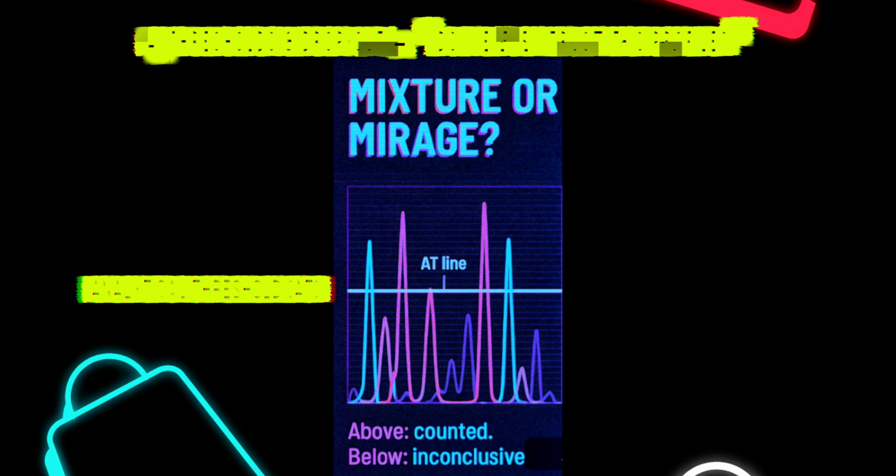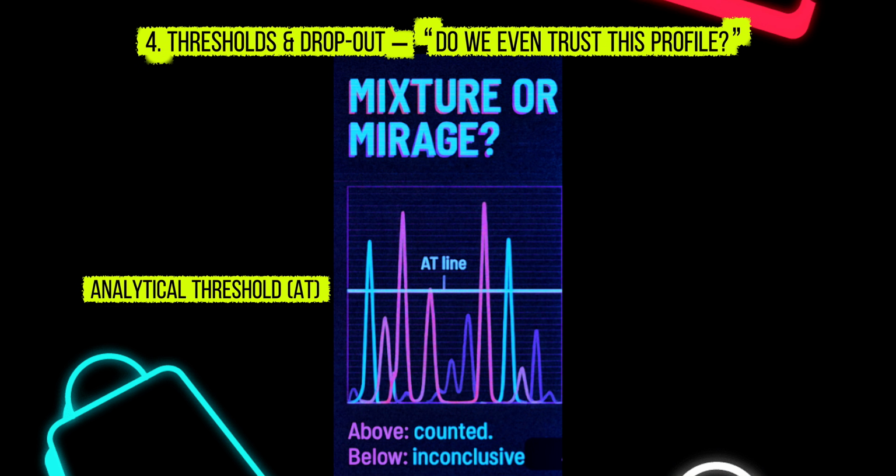Number 4, thresholds and dropout. Do we even trust this profile? Thresholds are the cutoffs. How low is too low to call a peak real? When do we say a profile is interpretable versus too weak? With trace DNA, we're often right at those limits, seeing alleles drop out, sometimes seeing random drop in, needing reruns, reinjections, pushed conditions. Once a profile clears a threshold, all of that fragility tends to disappear from the story, but it's still a part of what the evidence actually means.